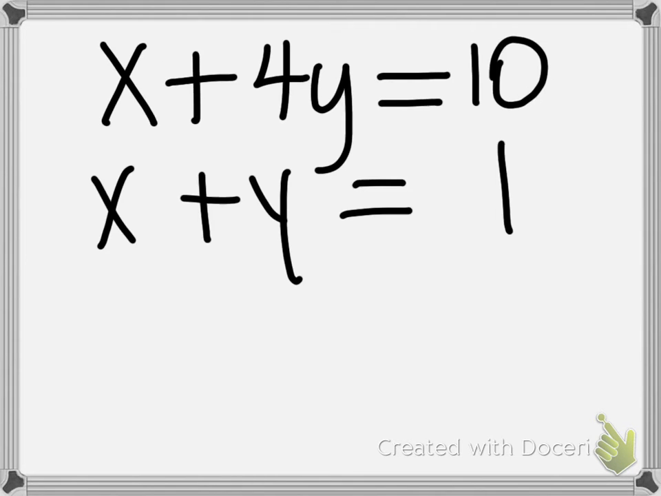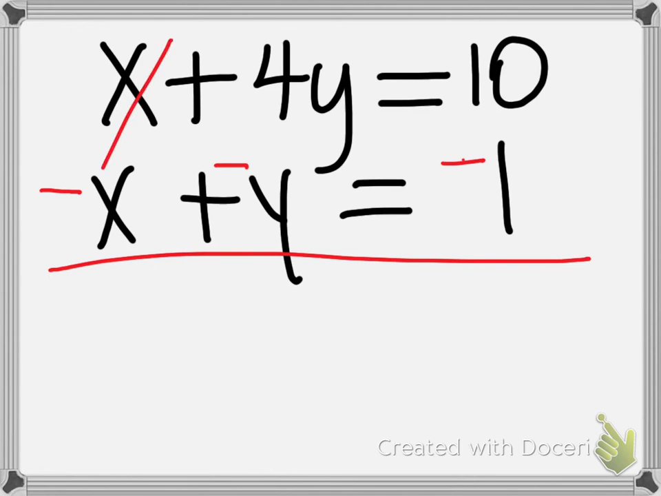For the final example, I have x plus 4y equals 10 and x plus y equals 1. See if you can solve this one. To solve this one, I do not have a variable that eliminates. So I multiply everything in the bottom equation by negative 1, which gives me negative x, negative y, and negative 1. Now I can eliminate the x terms because one's positive and one's negative.